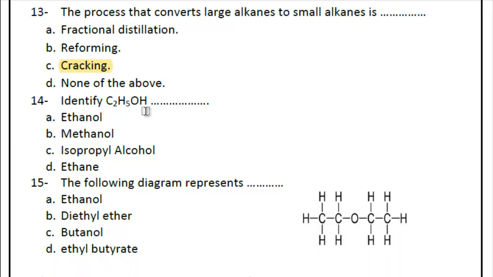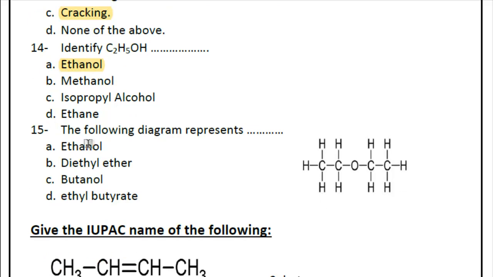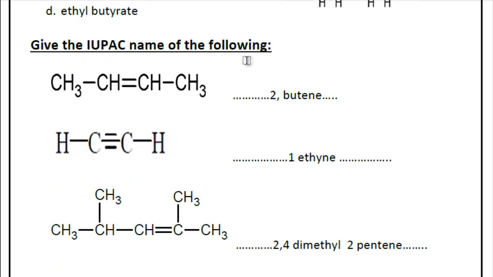Identify C2H5OH. The OH means it will be an alcohol, and C2 means 2 carbons, which is eth, so it will be ethanol. Number 15, the following diagram represents: we have one oxygen atom between two hydrocarbon groups, so this will be an ether, and we have 2 carbons on this side and 2 carbons on this side, so it will be diethyl ether.